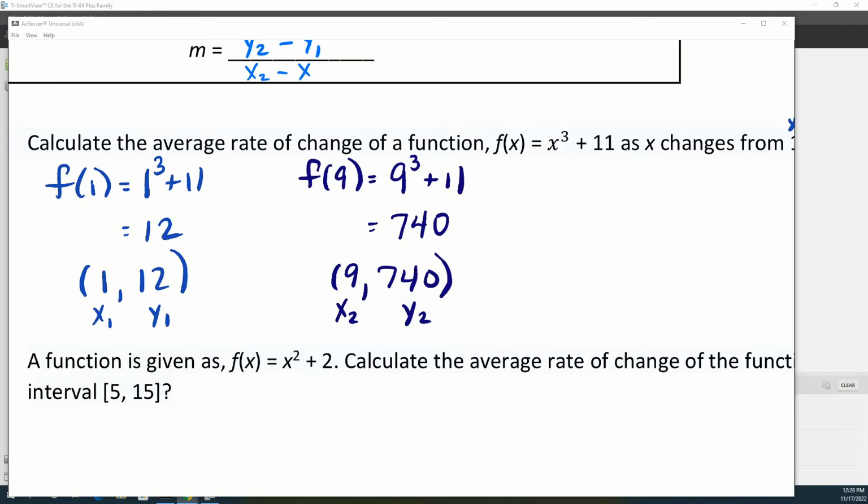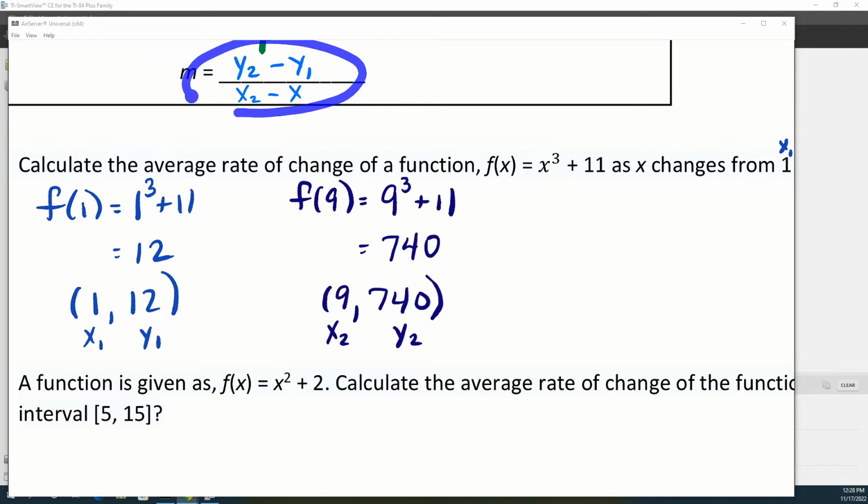Okay, so far we're just taking the points that they give you, plug it in, and find the y's. Now we're ready to do the slope formula. So we'll have this fraction. On the top, we're going to subtract the y's. So we're going to do y2, which is 740, minus y1, which is 12. And on the bottom, we're going to subtract the x's. That's your picnic table.